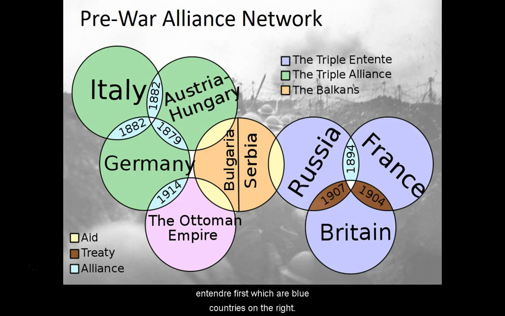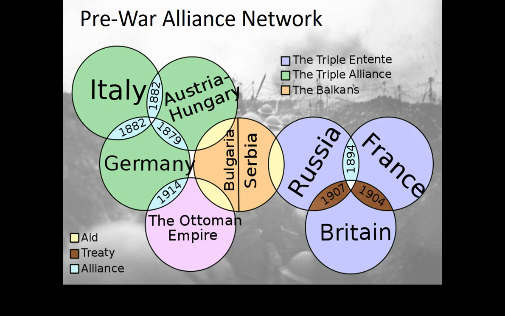Let's look at the Triple Entente first, which are our blue countries on the right. France and Great Britain, even though they've been friends for a really long time, in 1904 sign a treaty. So they have a document that says, if you get attacked, I'm going to come help you out. Three years later, in 1907, Great Britain and Russia do the same thing. They sign a treaty that says, if you get attacked, I will come help you out. Going back even farther than that, France and Russia just have a verbal agreement. It's not written down. It's just an agreement between the two countries that if something happens, they're going to come to each other's aid.